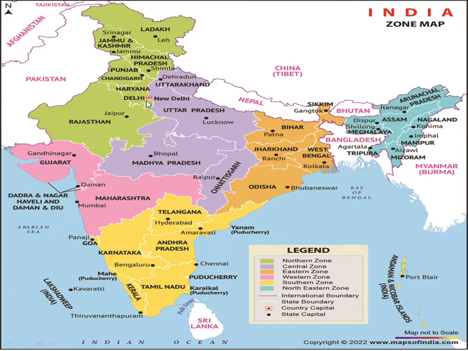Can you see Delhi? Delhi is between Haryana and Uttar Pradesh, and we have Himachal Pradesh, Uttarakhand. So you see Uttarakhand and Uttar Pradesh are lying in the same region. So this is the northern part of India. And the eastern part of India, you see Odisha, Bihar, Jharkhand, West Bengal, Sikkim.